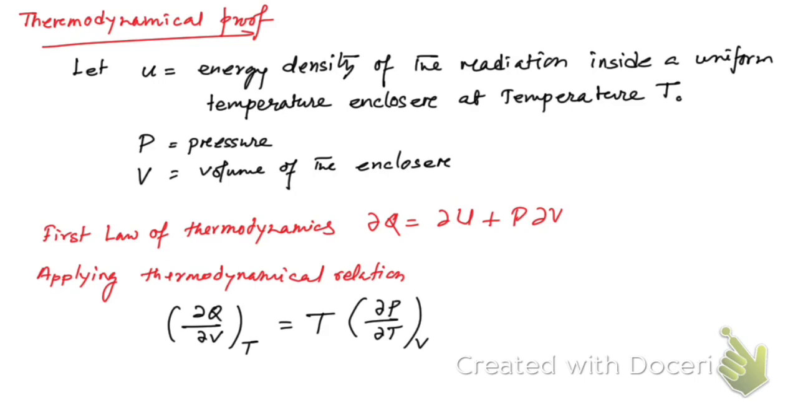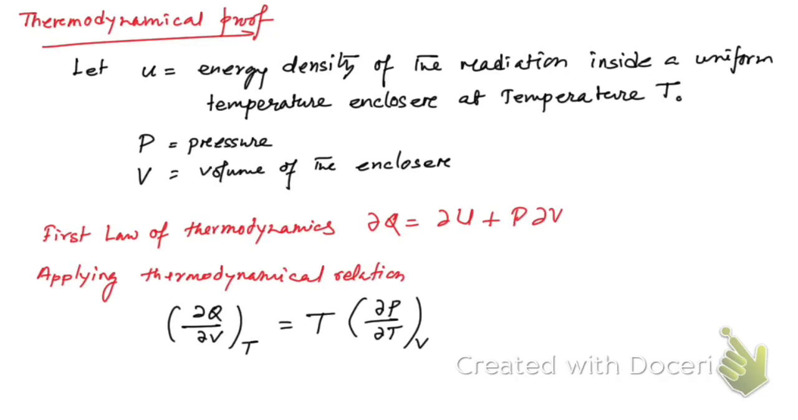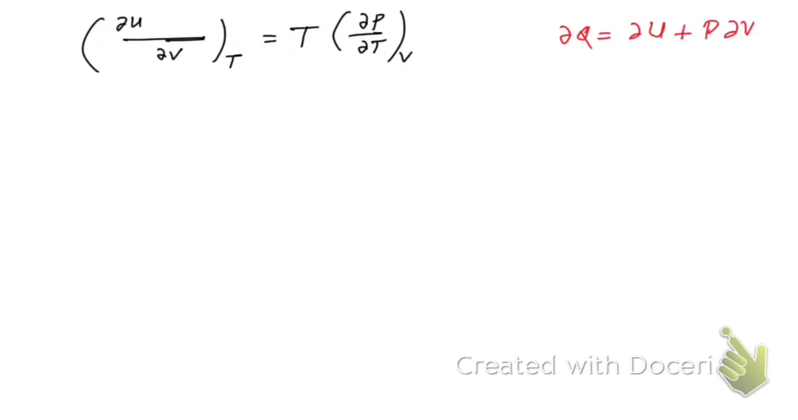Let me write that on the next page. Let me copy the last step, the last relation, and here we're going to use the first law. Let me copy this one as well. Here is the first law. So now let me replace this del Q. Instead of del Q, we're going to write del U plus P del V. Hope you have understood this.